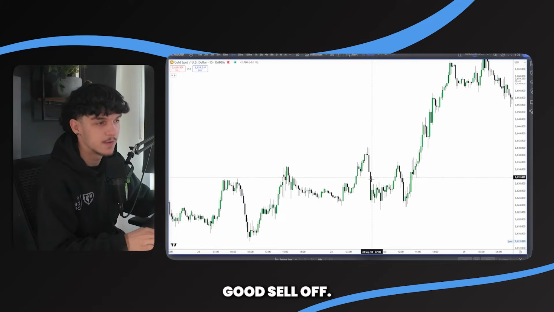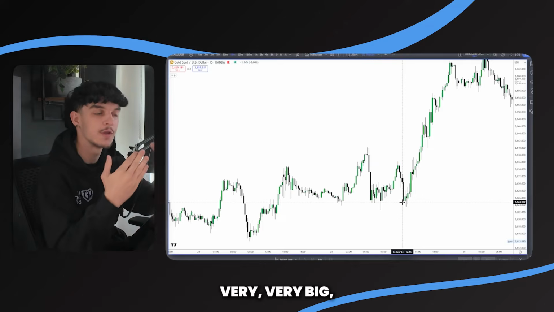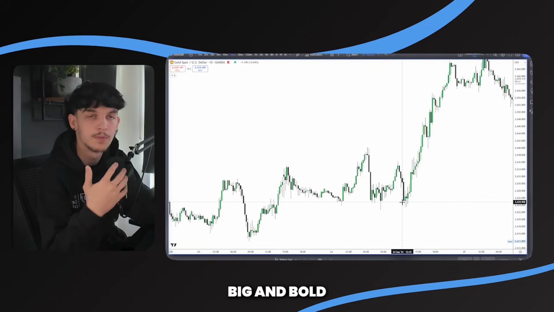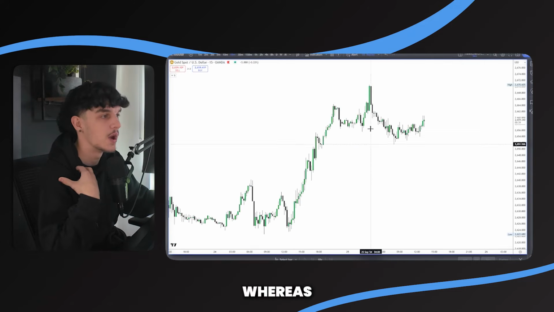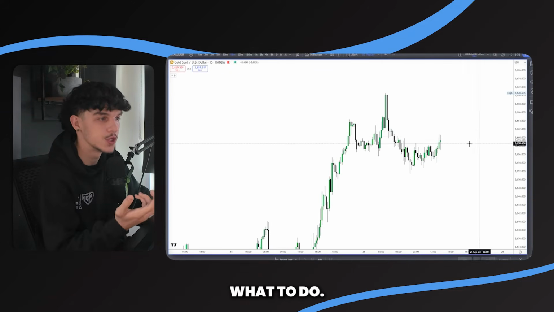Let's look. This is a good sell-off. So this is a good sell-off. This is a good sell-off. Very, very big and bold black candlesticks on my chart, whereas this is a bit confusing. It doesn't know what to do.